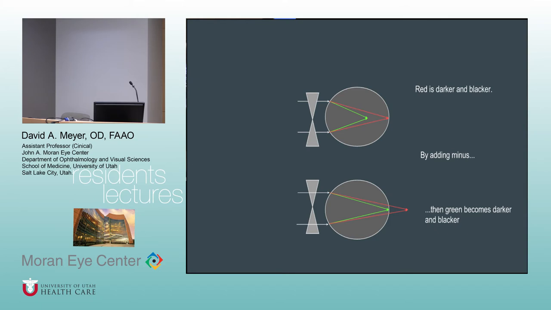And so we use that little acronym RAM gap. By adding minus, you're basically pushing both of those lines backwards beyond the retina, and so it basically focuses the green right there. Then green becomes darker and blacker as you're adding minus.